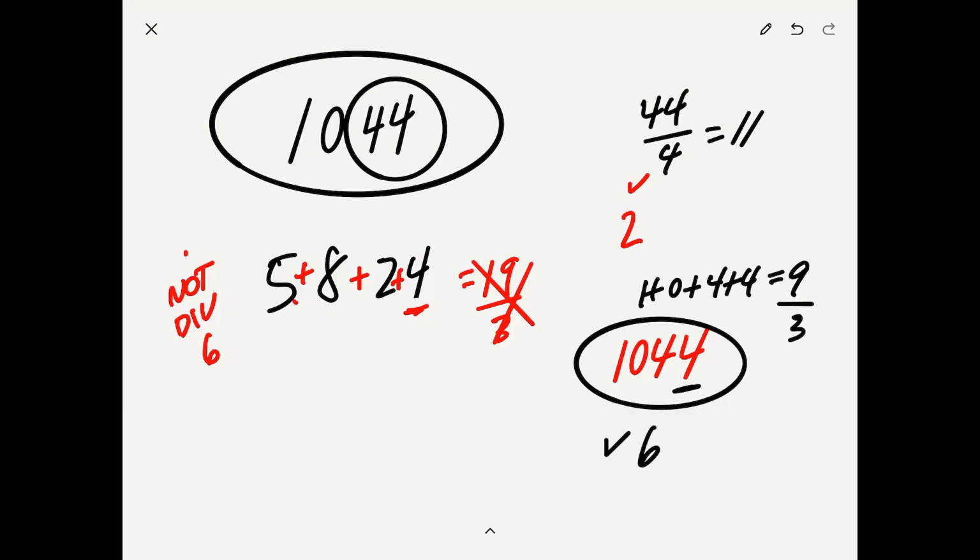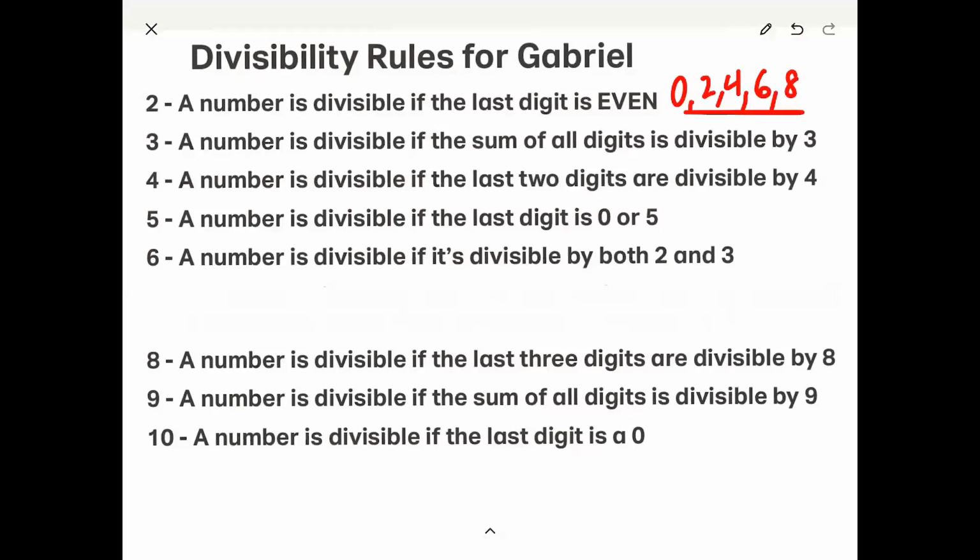So that's how you do it. It's divisible by 3, it's divisible by 2, so it must be divisible by 6. All right, that's how you do it. Okay, let me click off of this, go back here. And the last one is a number is divisible by 8 if the last 3 digits are divisible by 8.